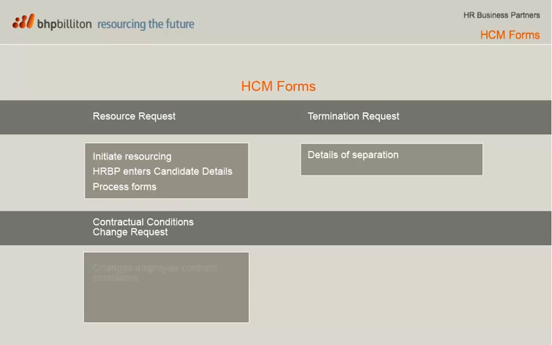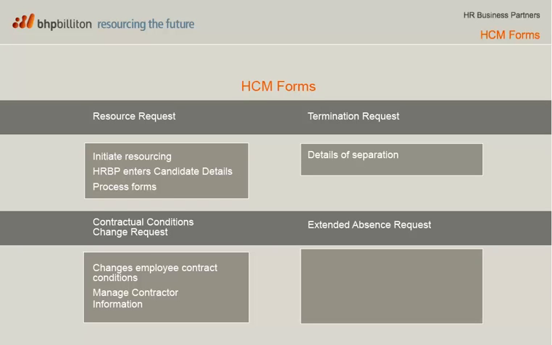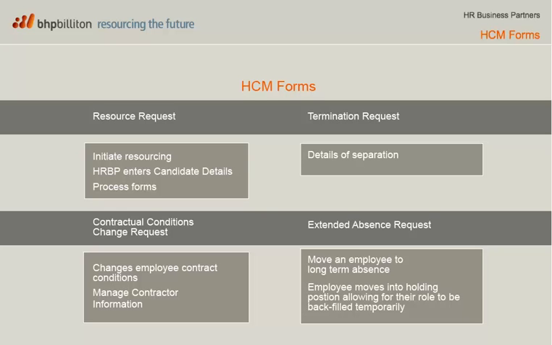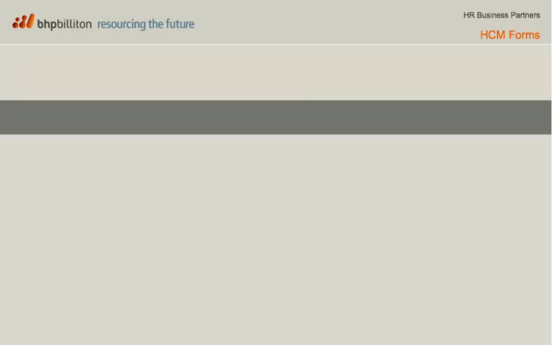The contractual conditions change request is used to change an employee's contract conditions, work schedule rule or reward. For a contractor, it is used to update contractor information. For example, purchase order details and weekly working hours. The extended absence request is used to move an employee onto a long-term absence, for example maternity leave. The employee is moved into a holding position to allow their role to be backfilled temporarily.